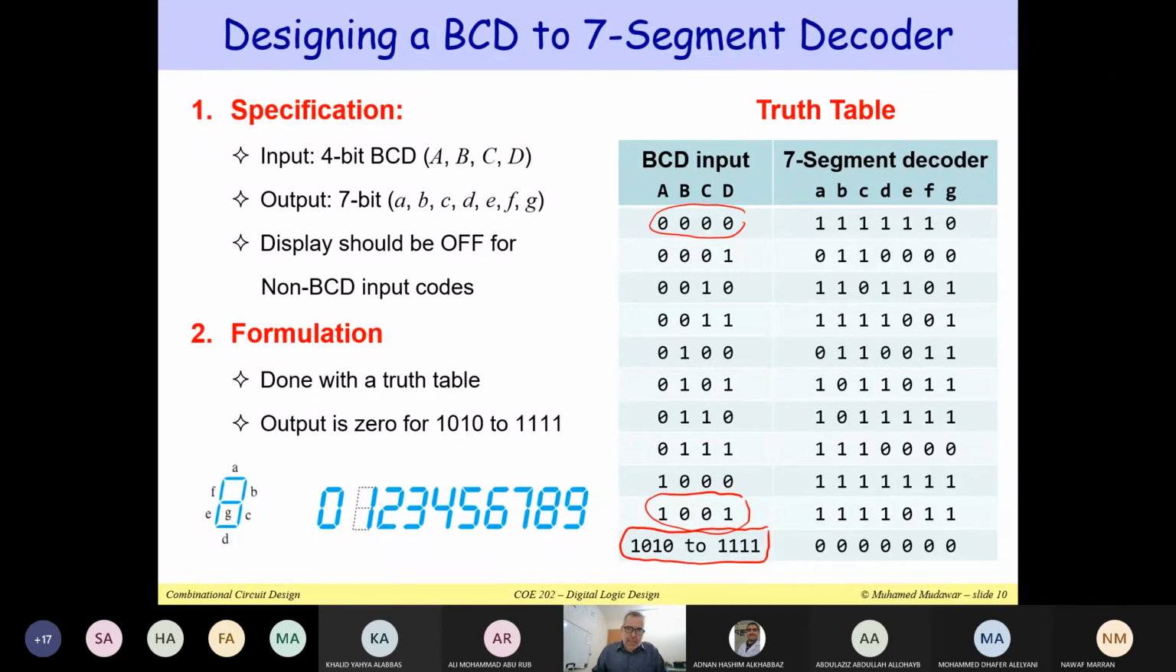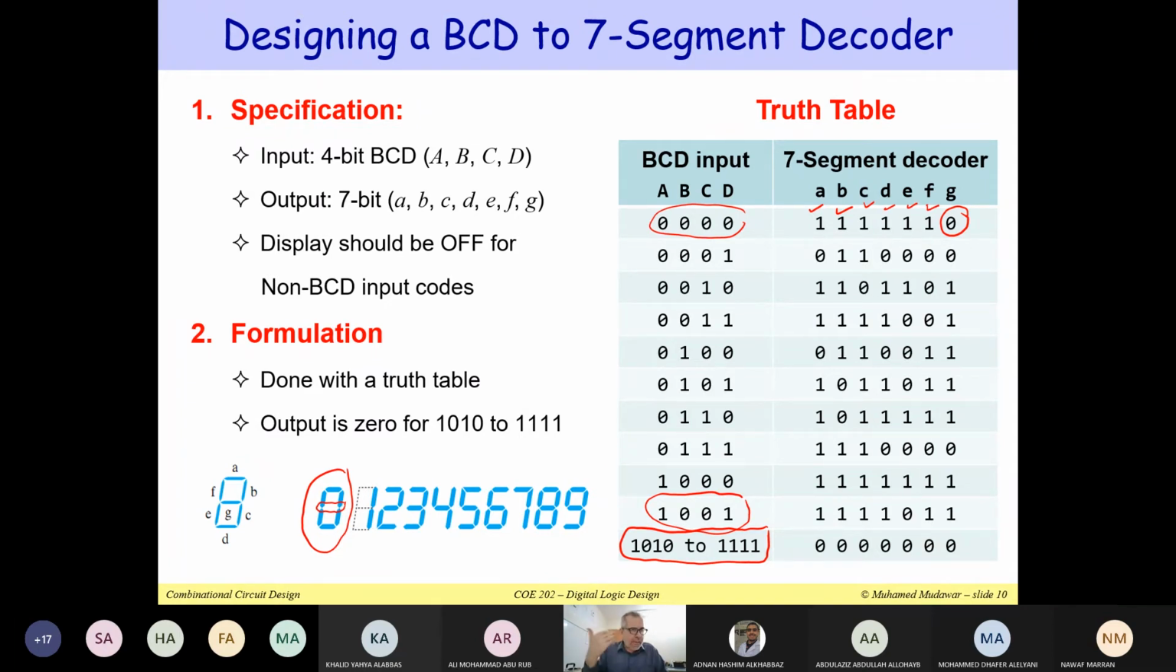So for example, if the input is 0, 0, 0, 0, I should display the digit 0 on the display. This is how digit 0 appears on the display. So segment A must be turned on. B must be 1. C must be 1, D 1, E 1, F 1, G is 0. Now remember that G is this segment here, which is in the middle. So we turn on all these segments except the one in the middle.